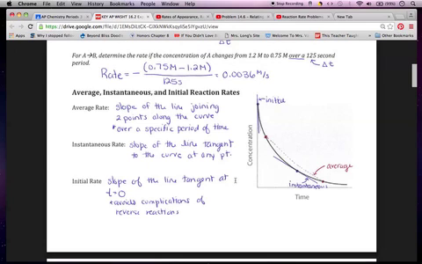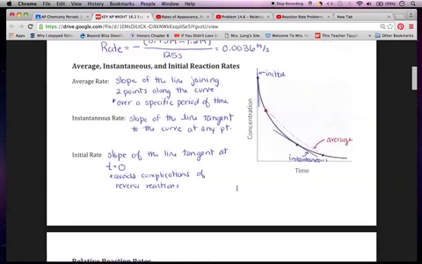So this avoids complications if we have, like, a reversible reaction, if you take the initial rate. So just be aware of each of them in the practice problems for homework. You'll kind of go back to that.